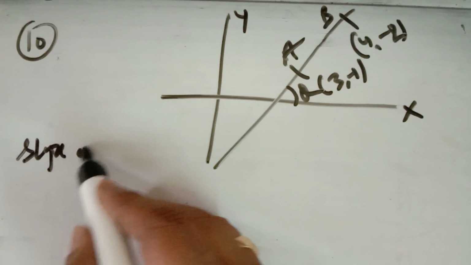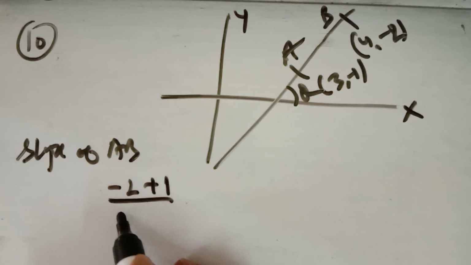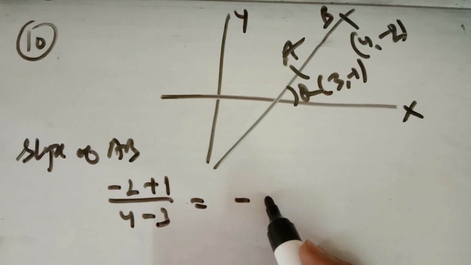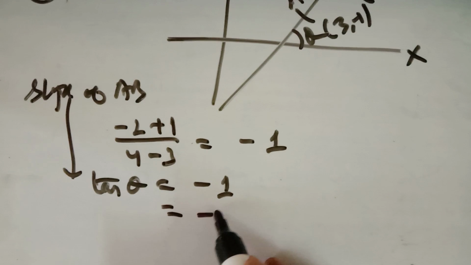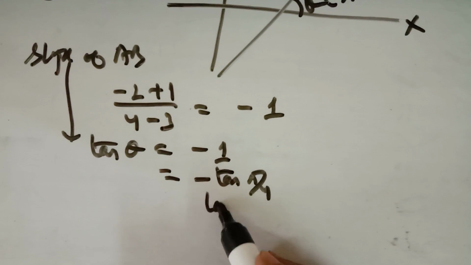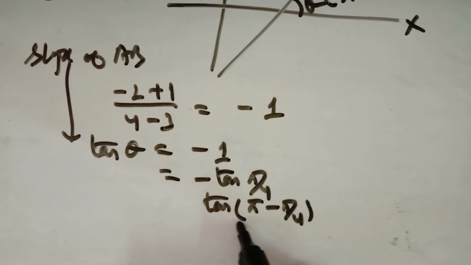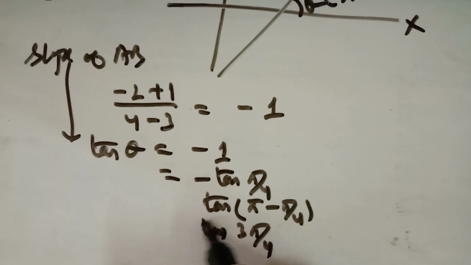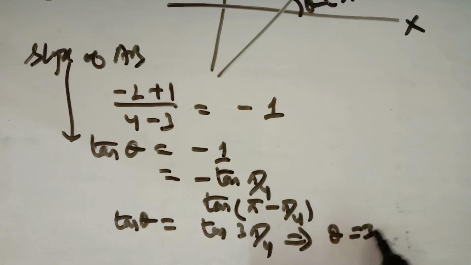So x-axis, sorry, the slope of AB will be equal to (y2 minus y1) upon (x2 minus x1), which comes out to be minus 1, and the slope of the line is also tan theta, which is equal to minus 1. Now you can easily find the angle made by the line with the positive direction of the x-axis. For minus 1 you can write minus tan pi by 4, and for minus tan theta you can write tan of (180 minus theta), which comes out to be 3 pi by 4. So theta is equal to 3 pi by 4.